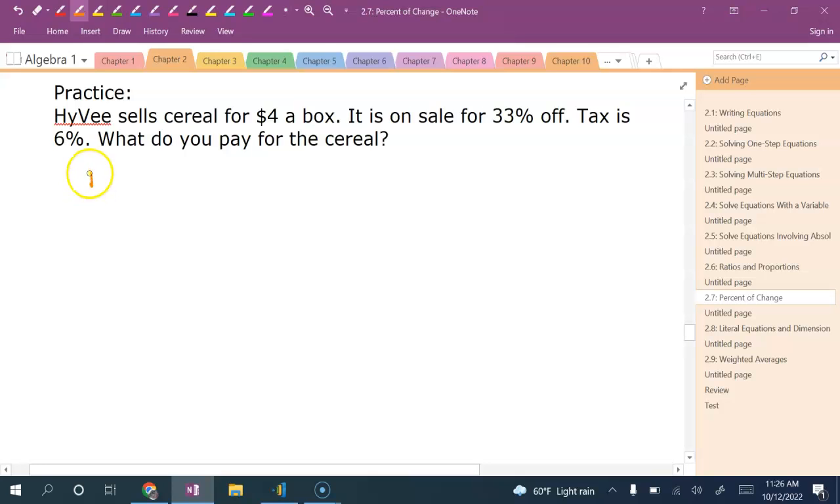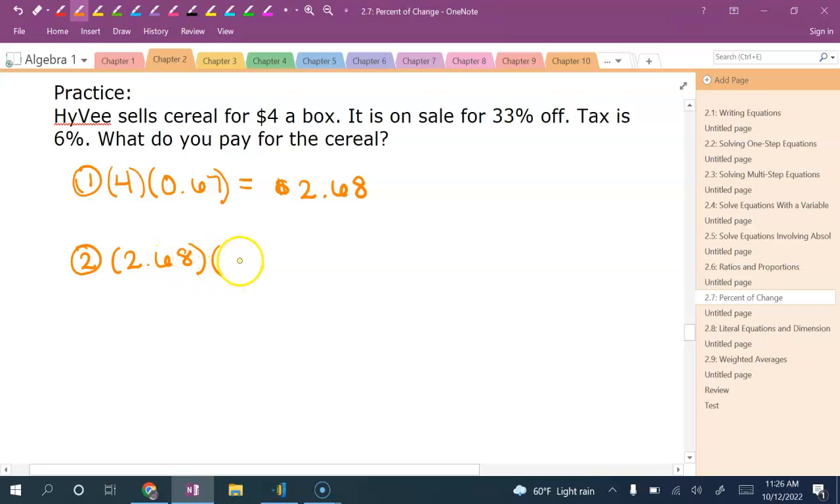So the first thing I did was find the discount. So I took 4 for the cost of the cereal, and I did times 0.67. Again, I'm using the second method, and that got me $2.68. So even if you use the first method, you still should have gotten that the sale price is going to be $2.68. Then for the sales tax, I take that $2.68, and I took it times 1.06 for the tax, and that got me $2.84. So that would be the final cost of the box of cereal.